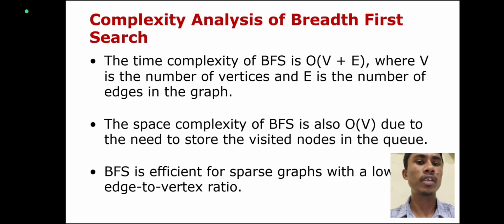Complexity analysis of breadth first search. The time complexity of breadth first search is O(V + E), where V is the number of vertices and E is the number of edges in the graph. The space complexity is also O(V) due to the need to store the visited nodes in the queue. BFS is efficient for sparse graphs with a low edge to vertices ratio.